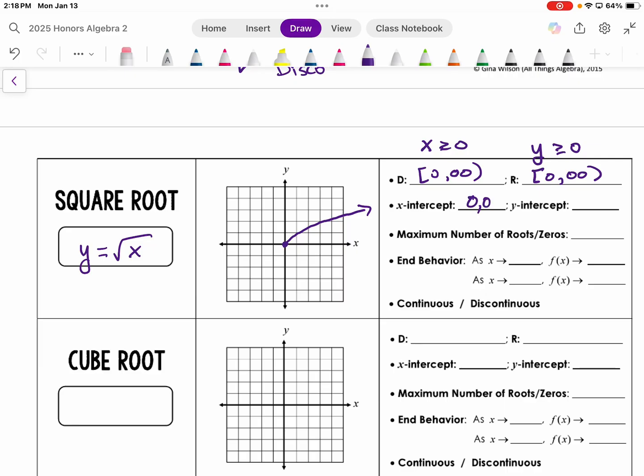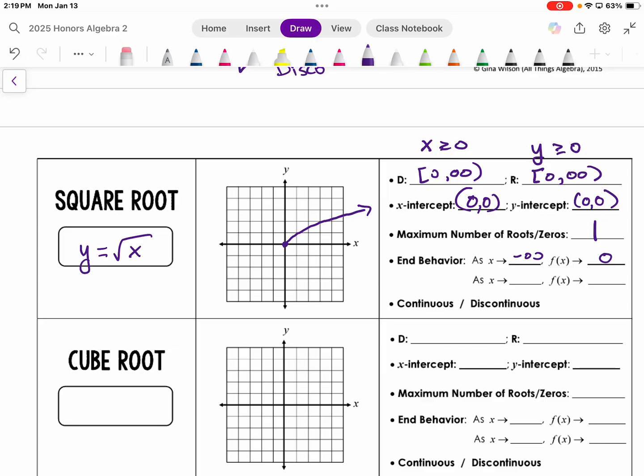X-intercept, same thing. Origin, y-intercept, origin. Maximum number of roots, 1. It's only going to cross it once. That's the maximum number of times it can cross, is 1. My end behavior. As I go out to negative infinity, what's the y value? Technically 0, yeah. The origin, it can't go out to negative infinity. It stops at where y is 0. It doesn't go out any further. It doesn't go up, it doesn't go down.